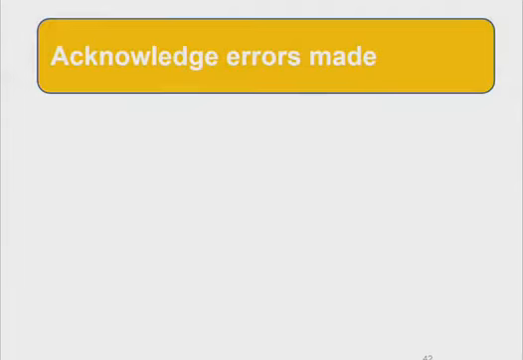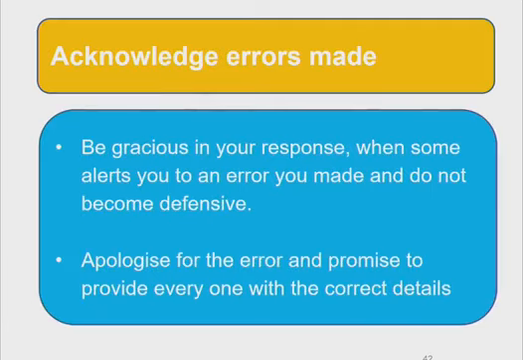And so let's look at the next slide. And so this is the one that deals with acknowledging errors that are made. Okay, so acknowledge errors made. So be gracious in your response when someone alerts you to an error you made, and do not become defensive. Of course, sometimes you put in all this time and all this effort, and then people will come and you will see it as criticism, but I'm sure they're only trying to help when somebody alerts you to an error made. So apologize for the error and promise to provide everyone with the correct details.